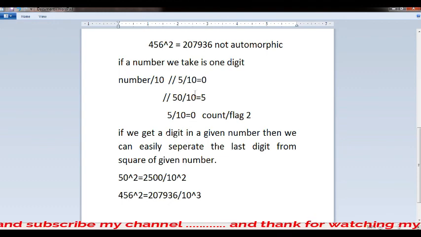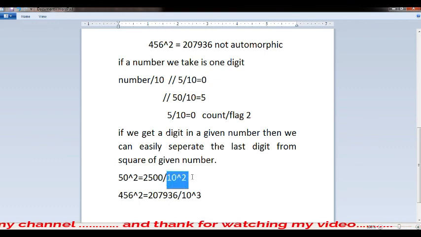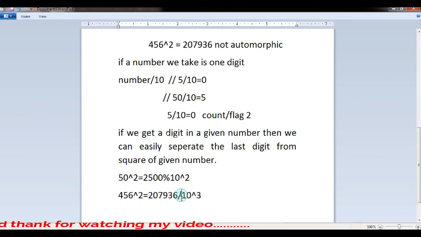So again I say to everyone, please try to understand the problem. Whenever we get the number of digits, we take the power of 10 to that count value, and then we use the remainder operator to get the last digits, and we compare the last digits with the number itself. If they are found equal, then the number is an automorphic number.